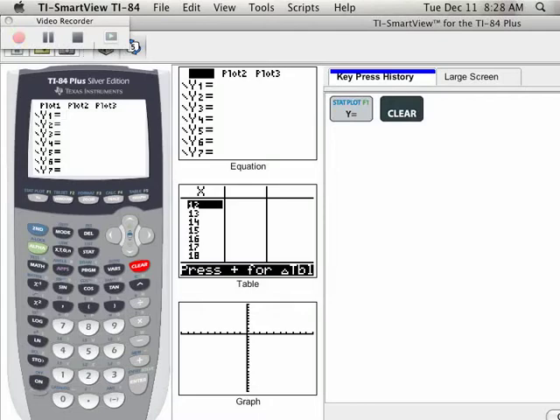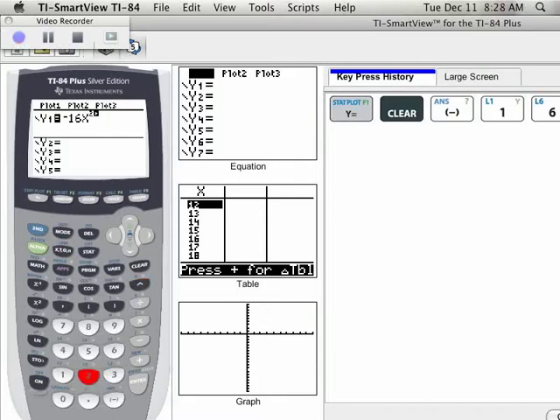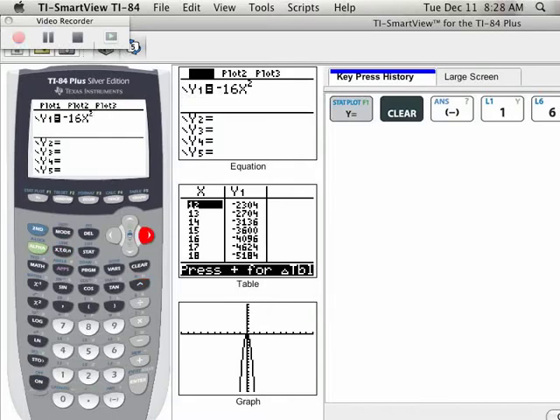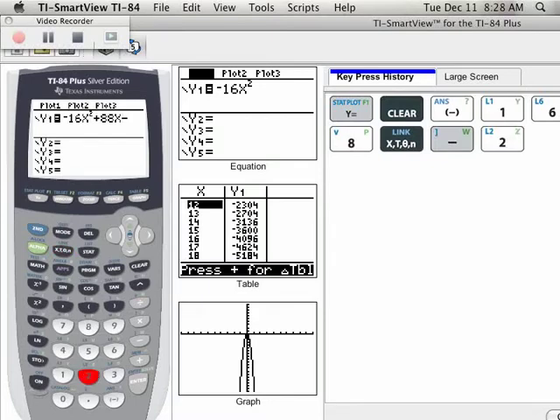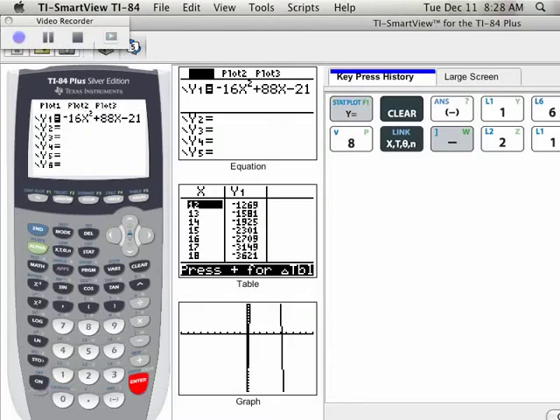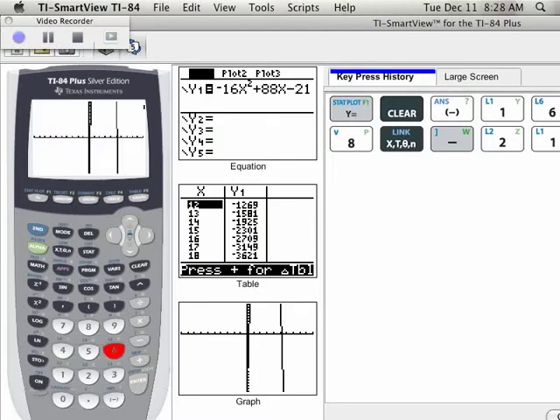So the equation that I saw on the right-hand side was negative 16x squared plus 88x minus 21. Now, if I look at the graph of that thing, and I go zoom 6, hopefully I can see both places where it's hitting.